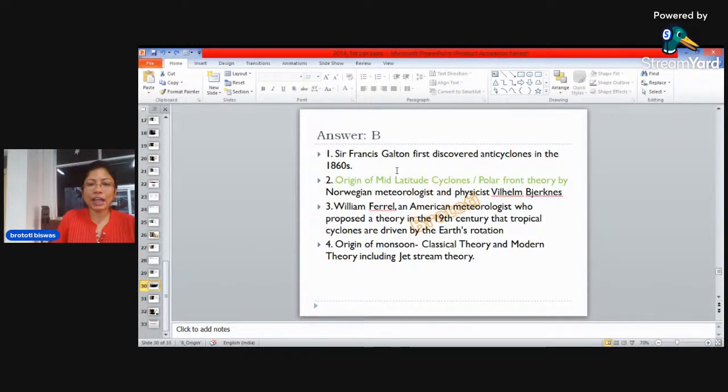So the anticyclone, who discovered it? Sir Francis Galton. And the mid-latitudinal cyclones, these are also called the polar front theory.